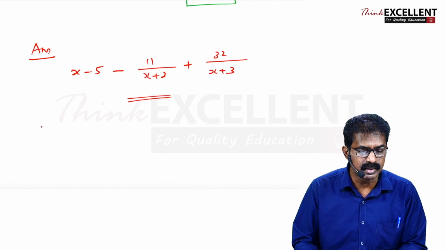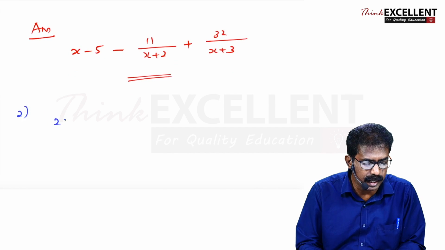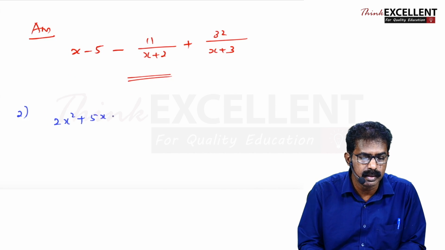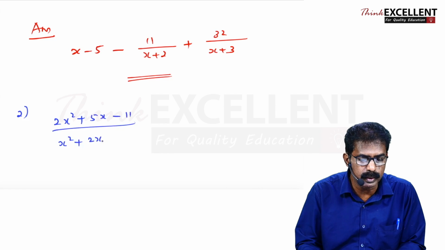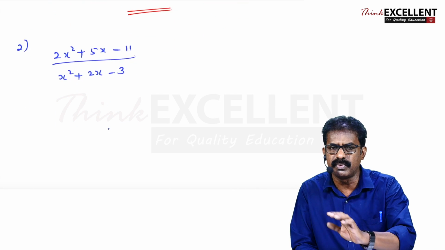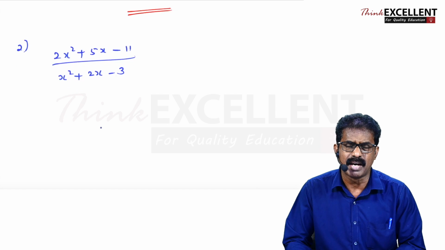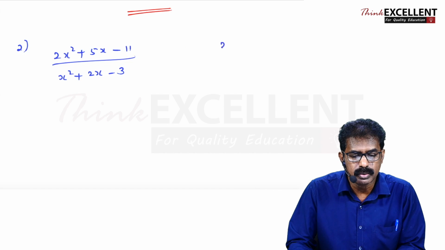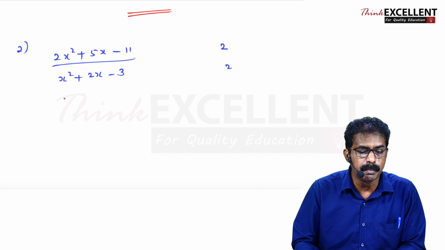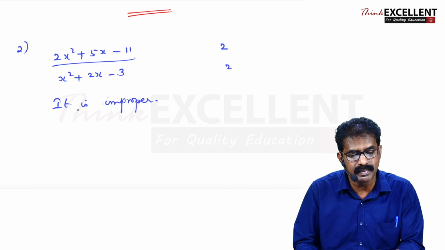I'll take one more question of the same type. Listen, another question: 2x square plus 5x minus 11 divided by x square plus 2x minus 3. So listen carefully. Any sum of this type, first step you check the degree. After that only you should see whether you can factorize the denominator. Numerator degree 2, denominator degree 2, it is improper. So now you can divide it.